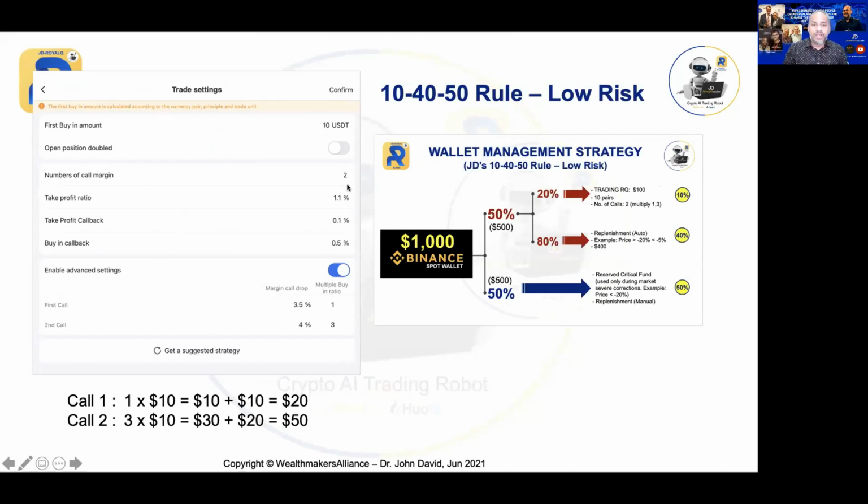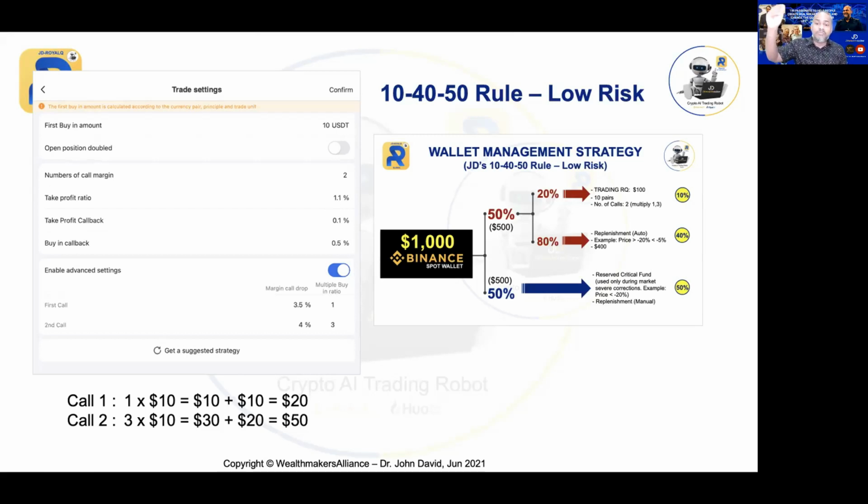Now, the number of calls here will be 2. Can you see that? There's 2. Your take profit ratio will be 1.1%. Your take profit callback is 0.1. I will explain to you very shortly. When the market goes up by 1.1% and calls back by 0.1, the robot will close the trade in profit.